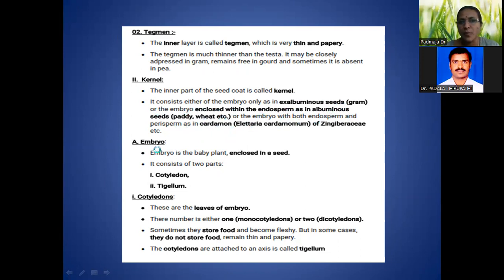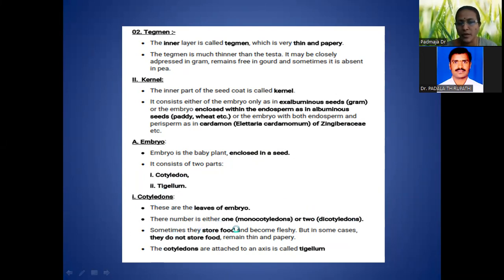That means the embryo is formed by the fertilization of the male and the female gamete present in the embryo sac. And the embryo is the baby plant enclosed in the seed. It consists of two parts, cotyledons and tigellum. These cotyledons are also called the young leaves, because for developing the small plant, these cotyledons give rise to it. They also act as first leaves, because they contain chlorophyll. And their number is one in monocots, and two cotyledons are present in dicots.